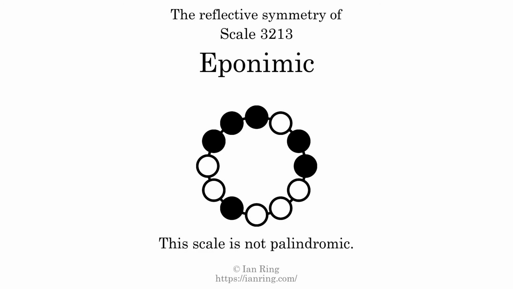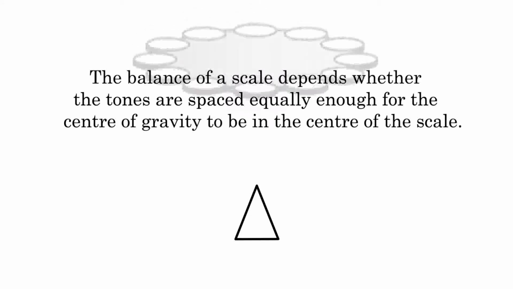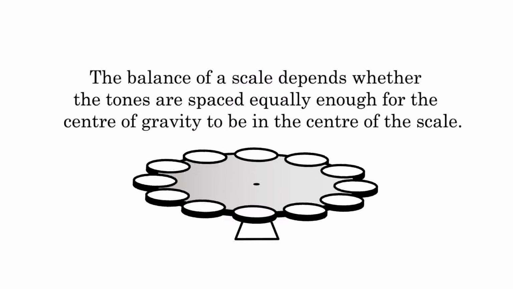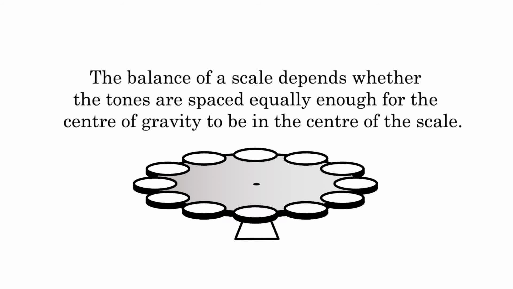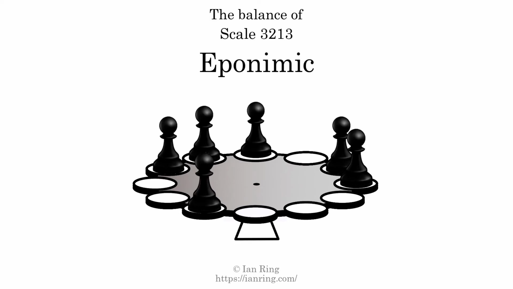This scale has no reflective symmetry. This scale has a different pattern of intervals ascending and descending, so it is not palindromic. This scale has no ridge tones. The balance of a scale depends on whether the tones are spaced equally enough for the center of gravity to be in the center of the scale. This scale is not balanced.